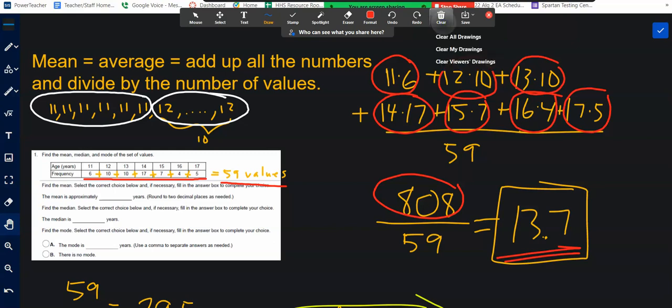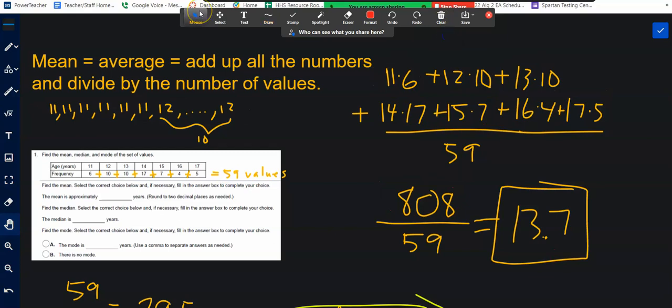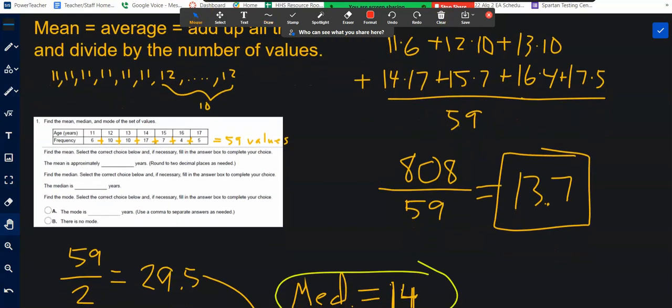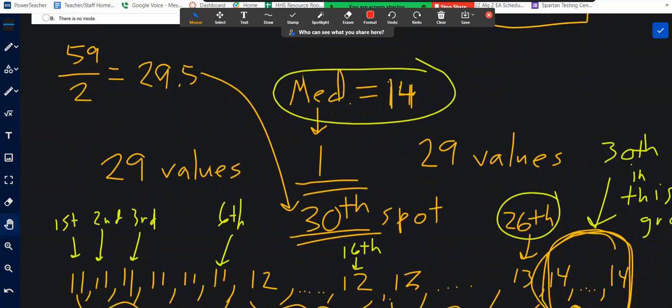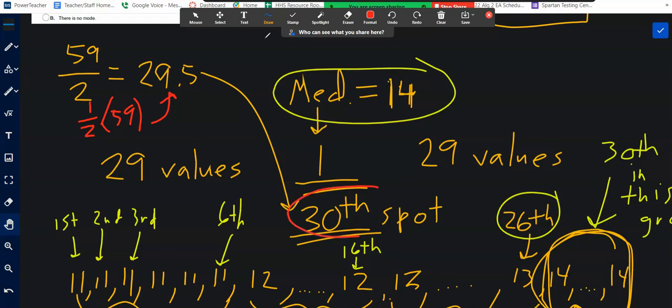Now, for the median. Where's the middle of all 59 numbers, especially if you don't want to write them out? Remember I wanted to do my little 1/2 of 59 trick? Well, half of 59 is, you guessed it, 29.5. And that's the one that rounds up. So we're looking for the 30th spot in the list.